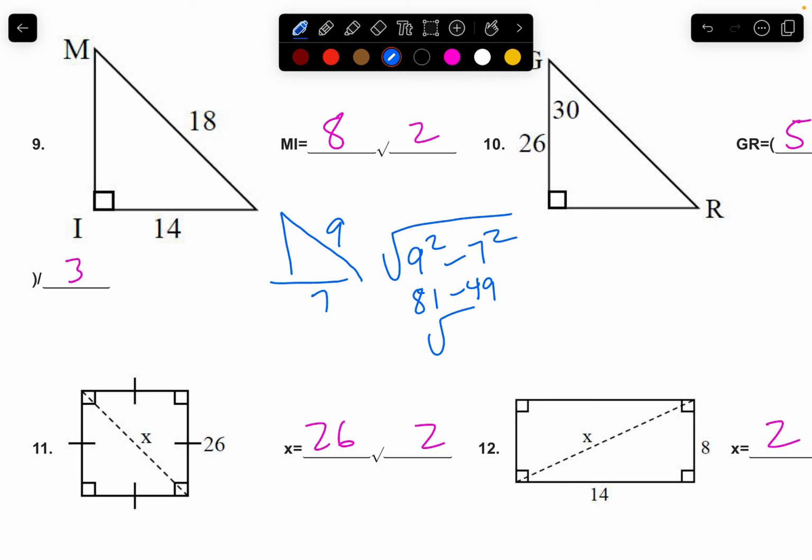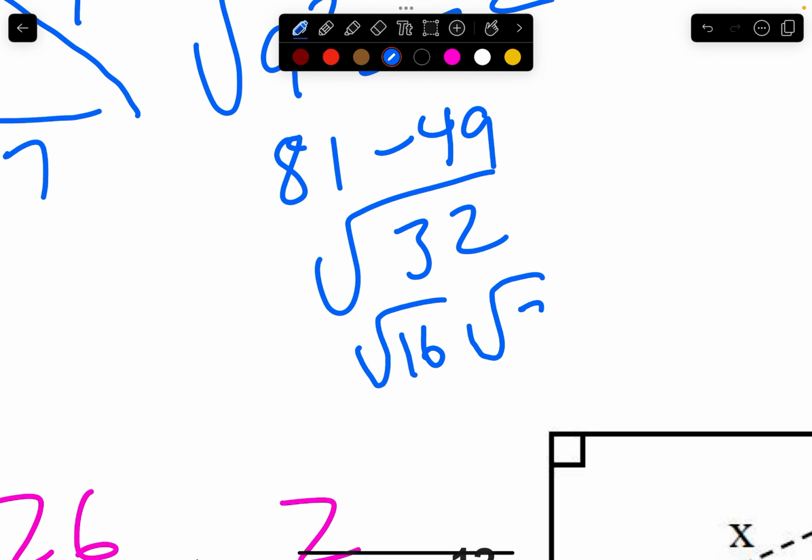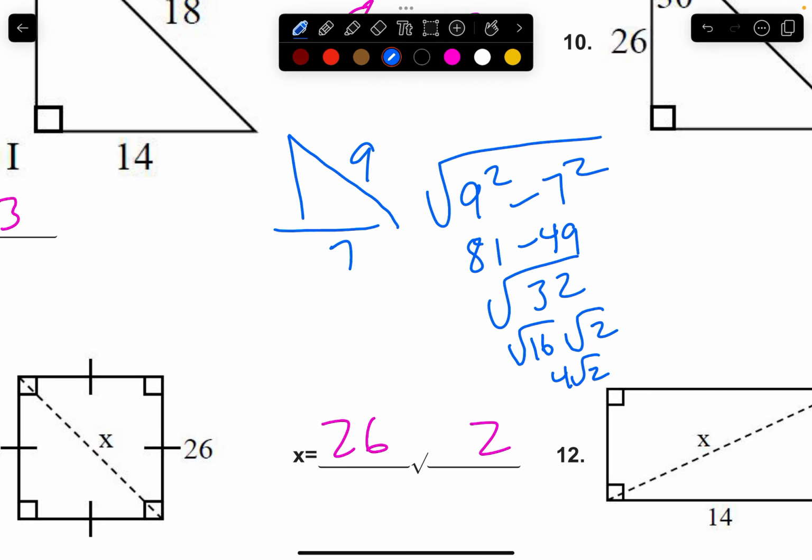So that is the square root of 32. Which I do know that. That is the square root of 16 times the square root of 2. That is 4 root 2. Yikes. 81 minus 40 is 41. Minus 9 is 32. Yikes.